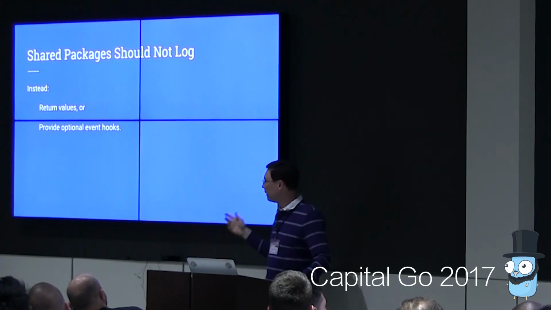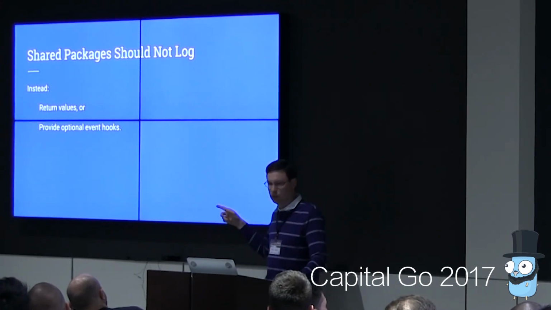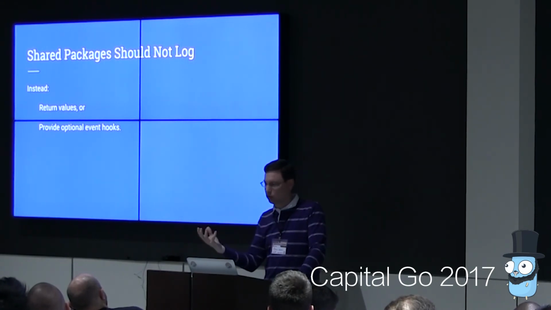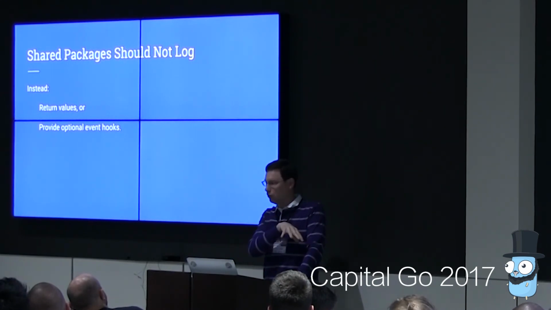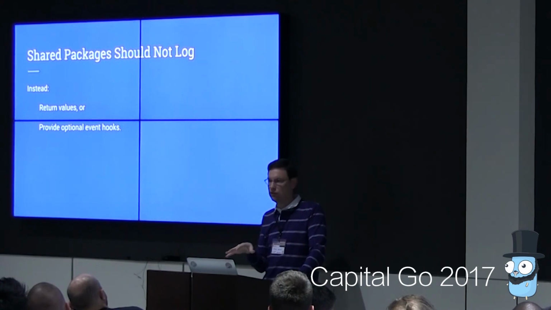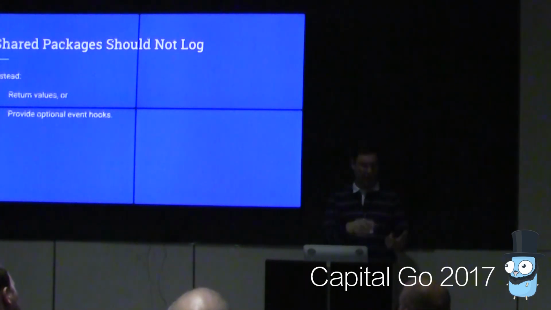So shared packages, meanwhile, should return values. I think we should move towards having more hooks, callback functions that you call on events internally to let the outside world know what you're doing. One great example of this in the standard library is the relatively new HTTP trace package, where you can create a context with some special value in it that has a bunch of callback functions that the HTTP client code will call for you, like when it finishes its DNS lookup and things like that.